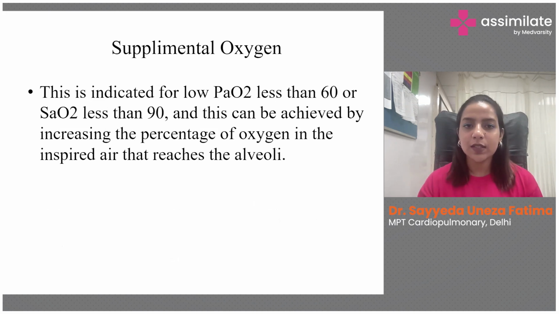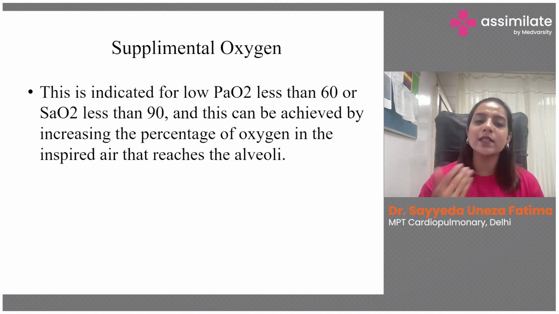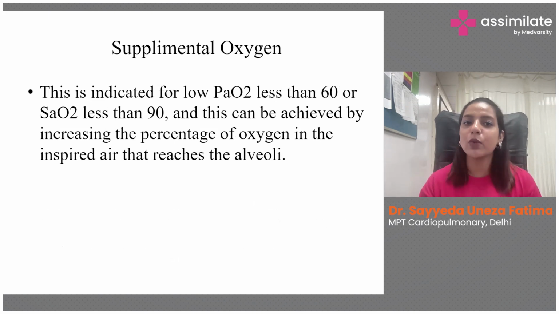Now the third thing is supplemental oxygen. This is indicated for low PO2: if PO2 is going below 60, then you need supplemental oxygen. Or if the saturation is going below 90, then also you will need supplemental oxygen. So that's why you need to measure the pulse oximeter and the PO2 both.